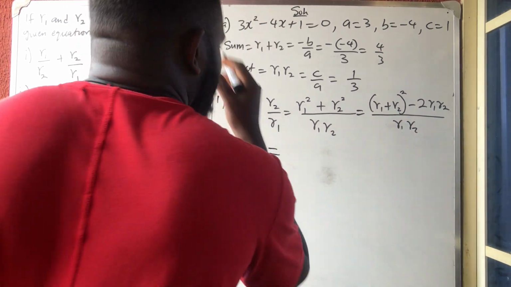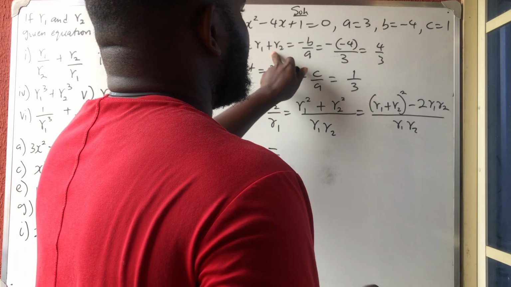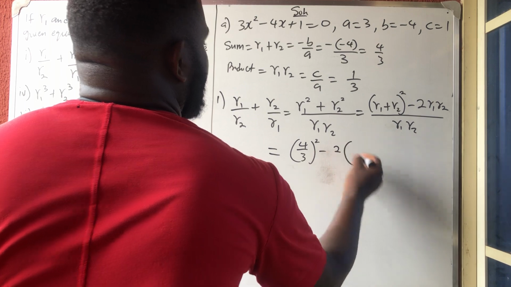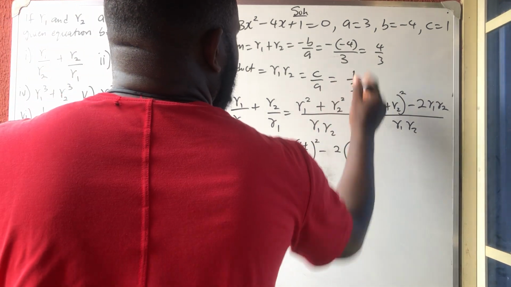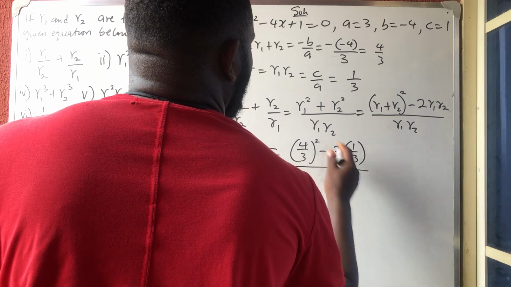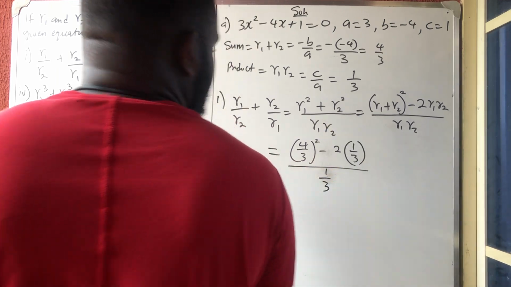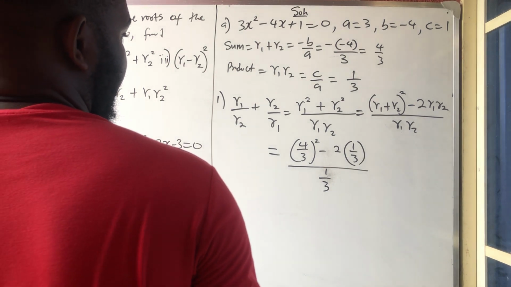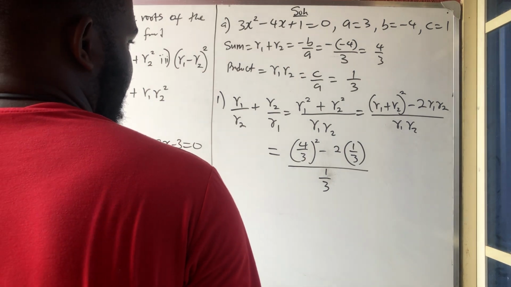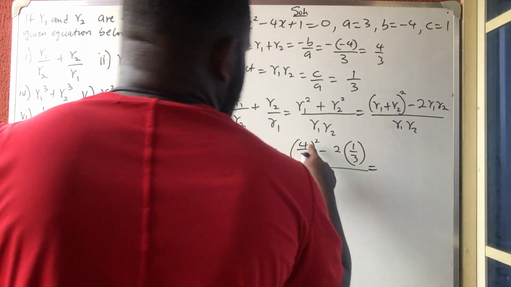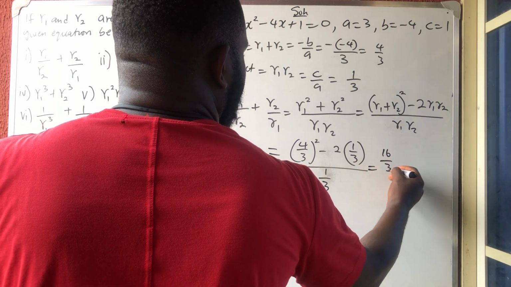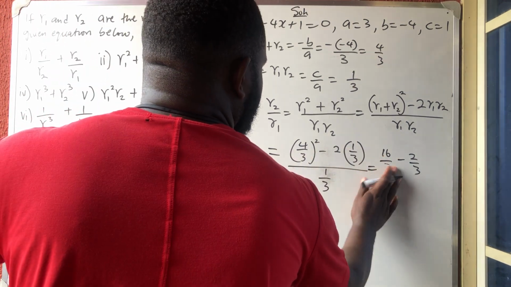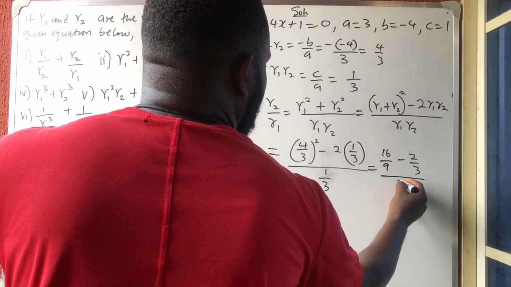Okay, so now let us put it in. Our r1 plus r2, we got it as 4 over 3, all squared, minus 2 into our r1 r2, which we got as 1 over 3. Then all over r1 r2 again, 1 over 3. So what do we have now? Let me solve here. I'm going to have 16 over 3, minus 2 over 3. This square is 16, this square is 9, this square is 9. All over 1 over 3.